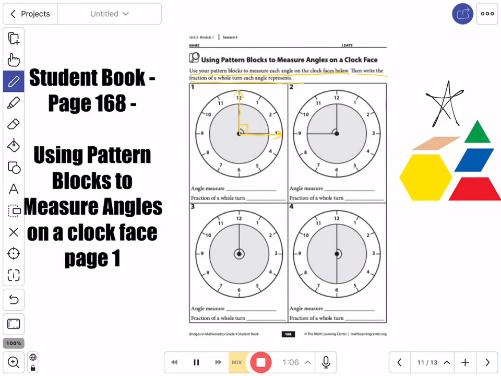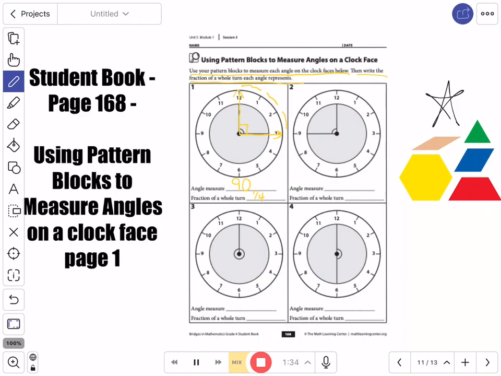Now, when I was doing this page on my own, I noticed something. So the angle measure of this first one right here, we just talked about this. The angle measure of this one. Ooh, look at that. That, my friends, is 90 degrees. So go ahead and write 90 degrees. And we also talked about fraction of a whole turn. How far did we turn? We turned 1/4.